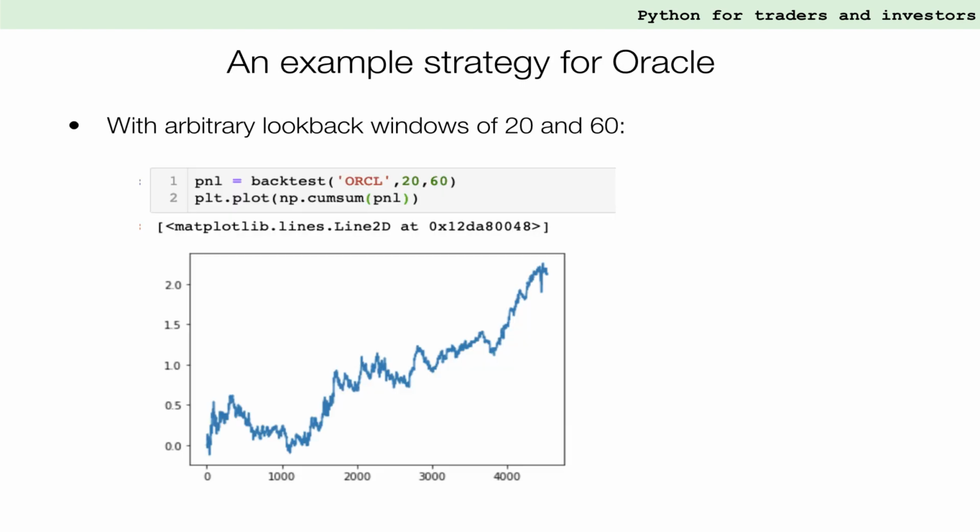Let's run an example strategy for Oracle with an arbitrary lookback window of 20 and 60. To plot a P&L curve, we need to calculate the cumulative sum. This assumes that we do not reinvest our profits. Our simple strategy has two parameters, the two lookback windows, and in the next section, we will build a system that tests a wide array of parameters to figure out the best ones.